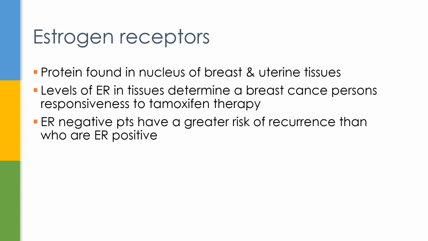Coming to receptors, the common receptors are estrogen receptor and progesterone receptors. Let us see what this estrogen receptor is. These are proteins found in the nucleus of breast and uterine tissues. Levels of these receptors in tissues determine a breast cancer patient's responsiveness to tamoxifen therapy. If it is negative, then they have a greater risk of recurrence than those who are ER positive. So nowadays ER, that is estrogen receptors, are in place for breast cancer.